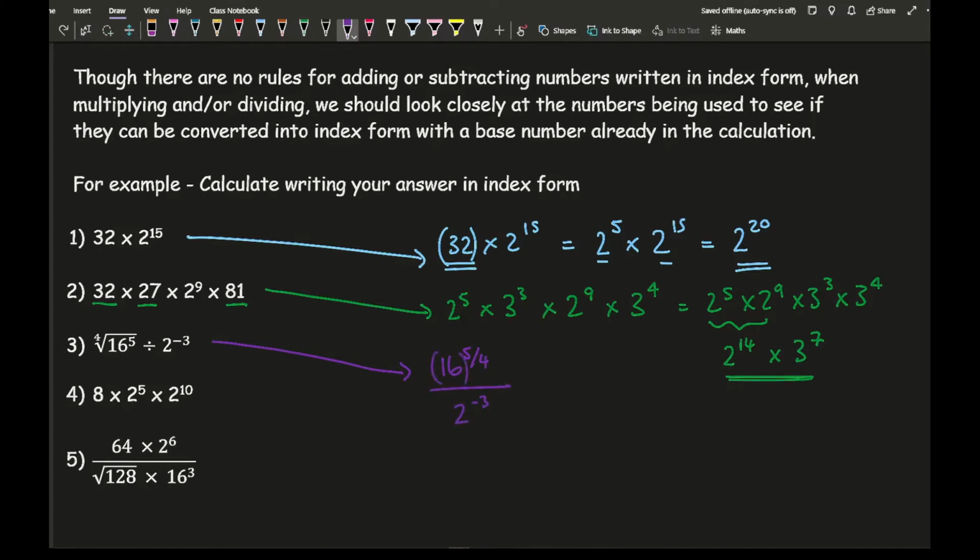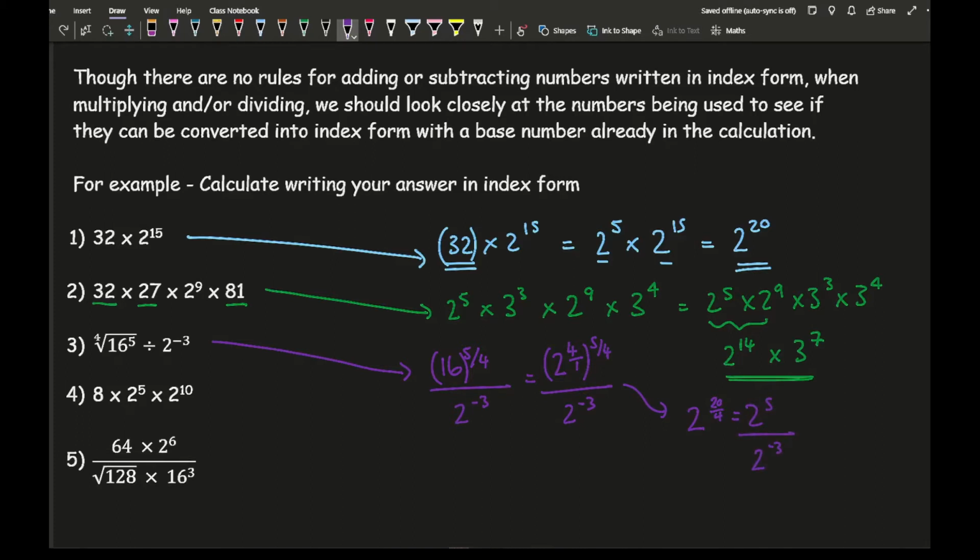Then with this 16 I can rewrite that as 2 to the power of 4, and that's going to be to the power of 5 over 4, to the power of 2 minus 3. Then from this I can multiply out the powers because I've got brackets, so that's going to be 4 times 4/5. If you're struggling with multiplying whole numbers by fractions, just convert that whole number into a fraction. Then multiply the numerators, which gives me 20 over 4, which is 2 to the power of 5, and that's going to be over 2 to the power of minus 3.